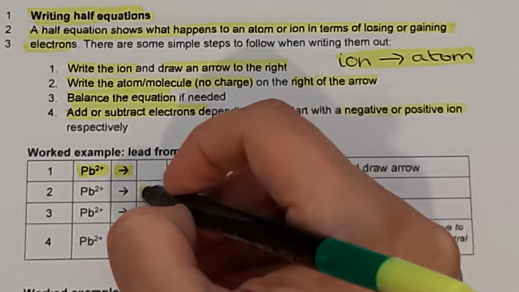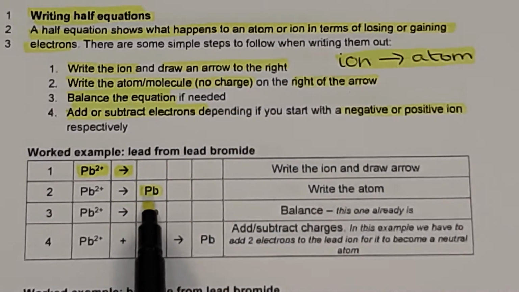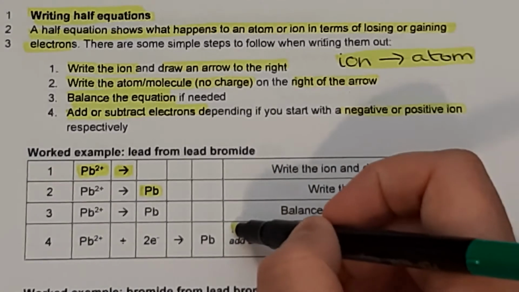Then we're going to add to the next line of this equation the atom that it turns into, which is Pb for lead, and that doesn't have a charge because the atoms are neutral. So now we're going to balance it. Well, this one's already balanced because it's one ion turns into one atom.